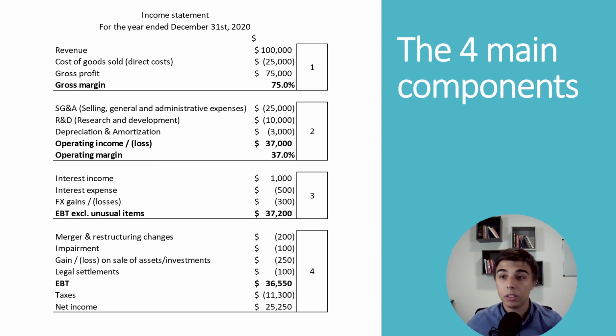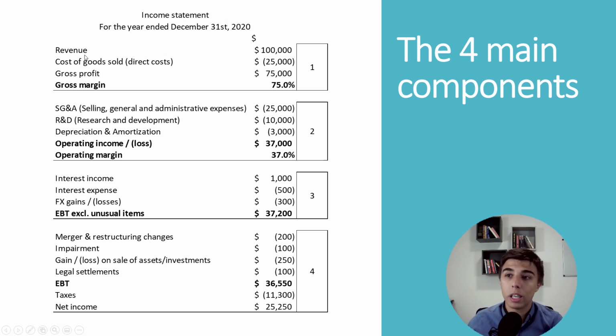Then we have the R&D. Now, all of these expenses, including depreciation and amortization, are relevant. We must have them in the business in order to keep running and keep innovating, but they're not really linked to the products that we've sold. The cost of goods sold, on the other hand, is directly linked to the products that we've sold.